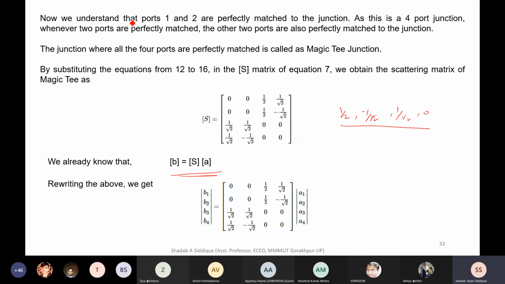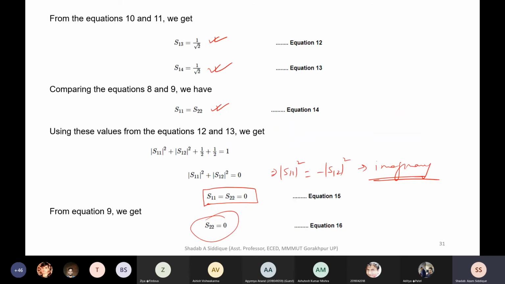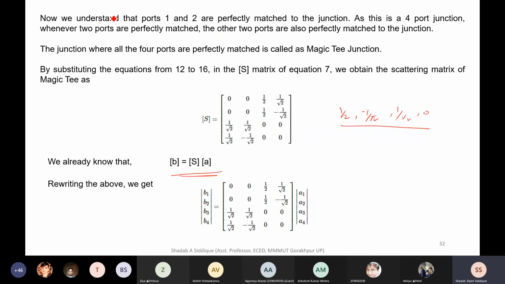Now this is the conclusion from these values which we are getting. So we conclude that port 1 and port 2 are perfectly matched to the junction. If perfectly matched, it means S11 is equal to S22, which is equal to 0. So port 1 and port 2 are perfectly matched. As this is a 4 port junction, whenever 2 ports are perfectly matched, the other 2 ports are also perfectly matched.